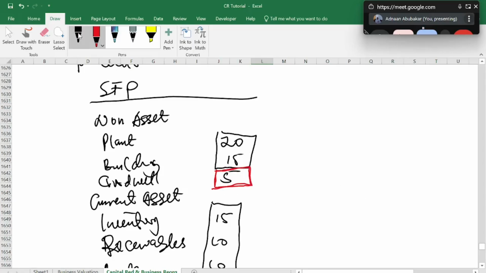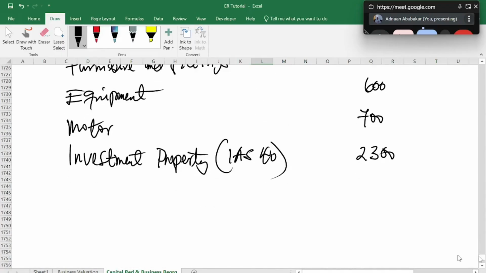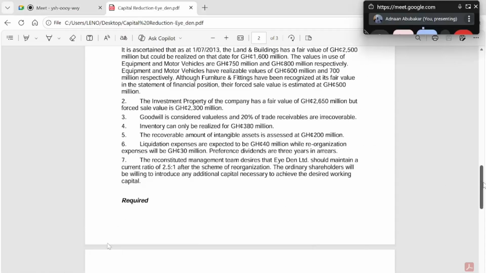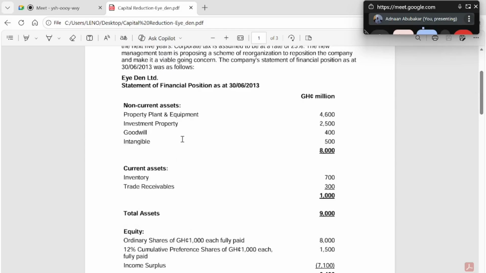So the same thing applies to what we are doing here. Goodwill is ignored, because goodwill is 100% impaired. You understand? Goodwill is 100% impaired, right? Okay. So when assets are going into liquidation, goodwill is 100% impaired. Now let's move. The next one is what?